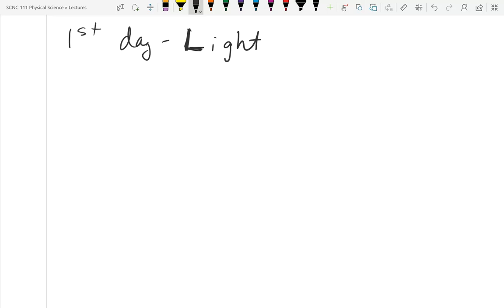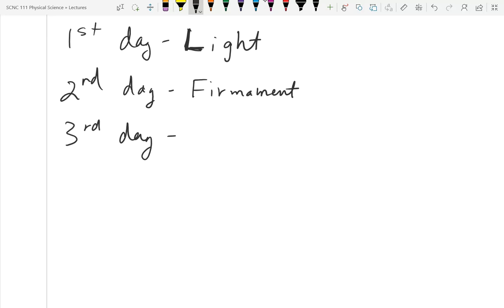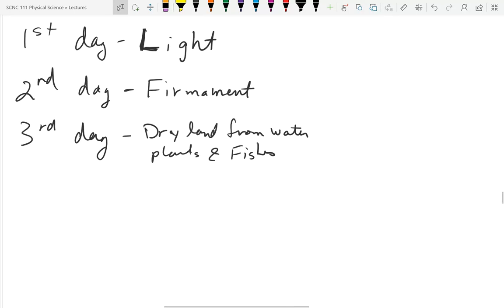Light. First day, God created light, and it was good. What was created on the second day? He separated the waters. The firmament, separating the waters above from the waters below. Well, how about the third day? The planets or the sun. That's fourth. I feel like that's fourth. No, it includes vegetation, plants. Dry land from water. Plants and fishies. Okay, that's our first 3 days.